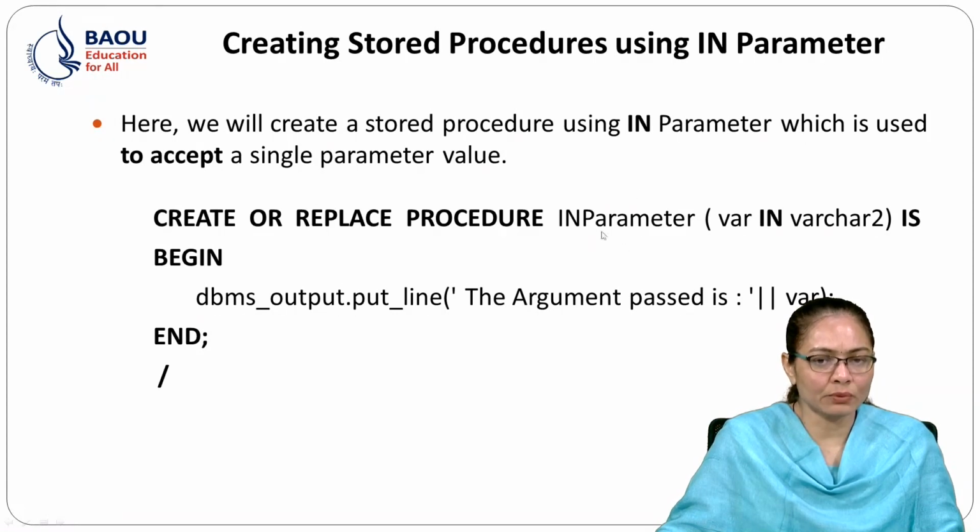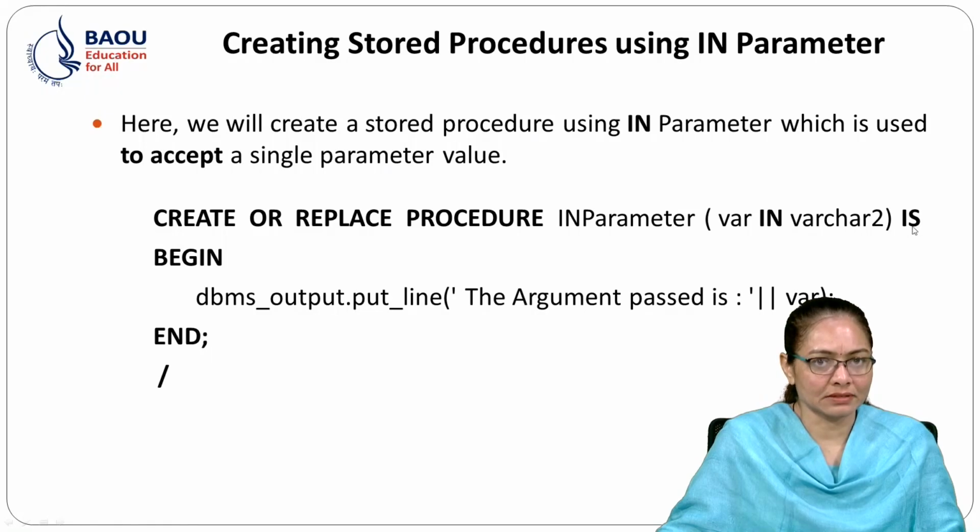You can give any name related to the procedure code. Here in parameter, we will give the procedure name. In the bracket, where is a variable name. Then IN is accepting the value from the calling statement and storing it in the where variable, which is defined as a VARCHAR2. So it will store numbers as well as characters as well as strings.